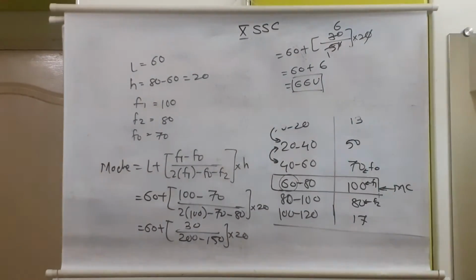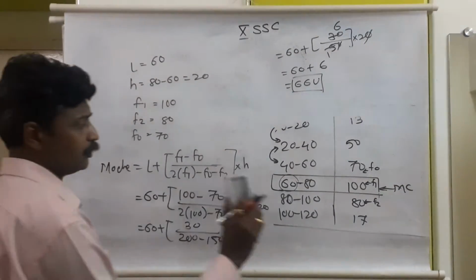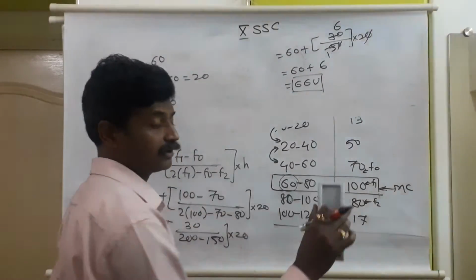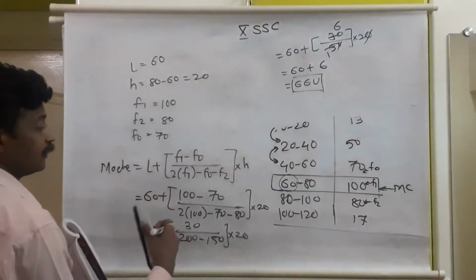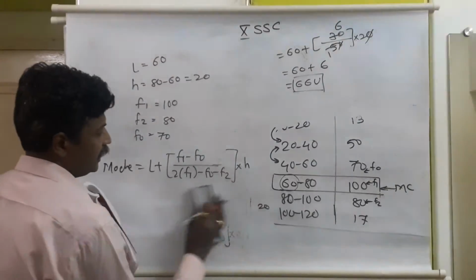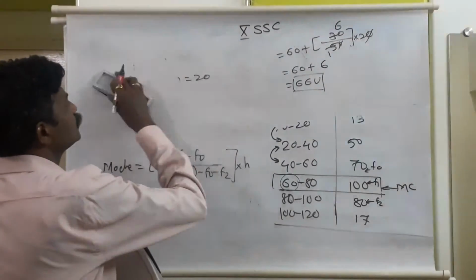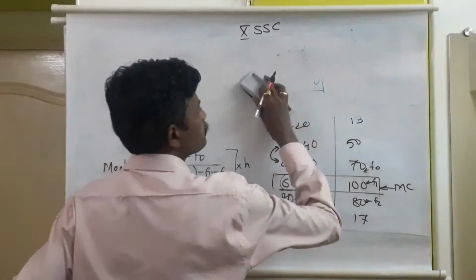I hope it is very easy and you can understand it. We just have to find out the modal class. The modal class will give us all the related values of the formula, so we just have to put them in the formula and get the required answer. Let us continue with sum number 3 of this.